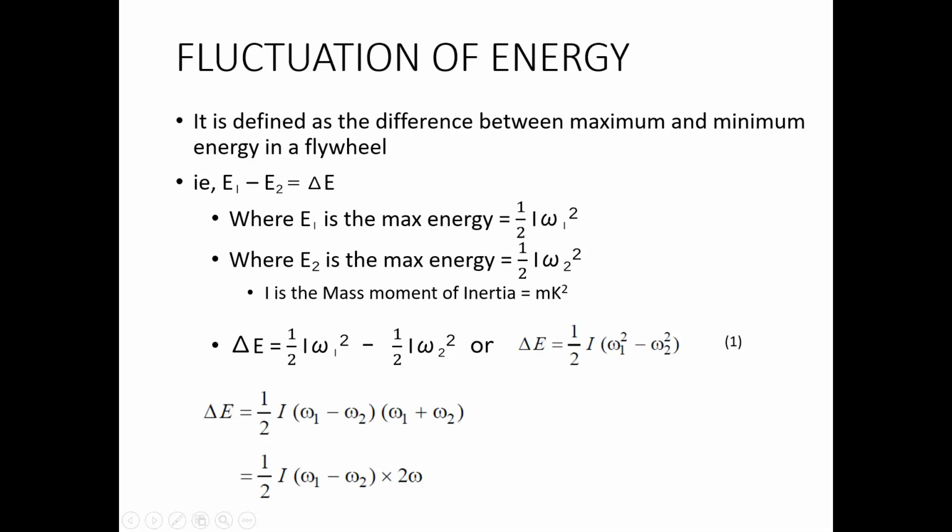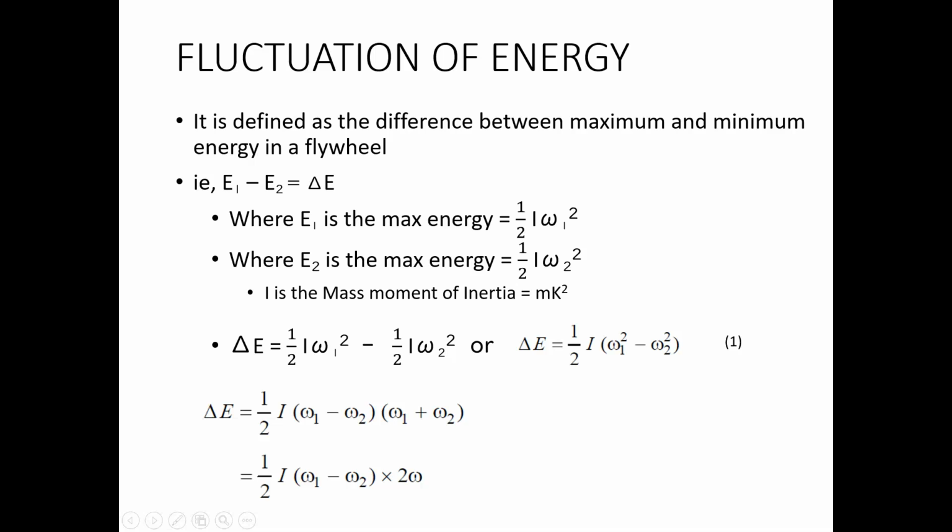So in a single cylinder engine, the fluctuation of energy will be very high because the time gap between the power strokes in different cycles will be large. Whereas in the case of a multi-cylinder engine, there won't be much time gap between the power strokes in different cylinders, and therefore the fluctuation of energy is not very much when compared with the single cylinder engine.